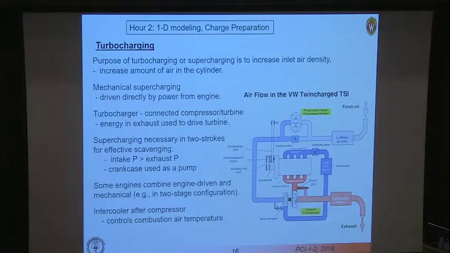If you look at examples of turbocharged engines, I think this is a Volkswagen twin-charged engine. Here is your fresh air, which can pass through the compressor and then into the engine. You can also bypass this part here and have a mechanical supercharger that's driven by a belt from the engine. So you can have both mechanical supercharging and a compressor driven by the turbine. The turbine itself is driven by the exhaust flow, which is shown in red over here. So this allows tremendous control of the engine.